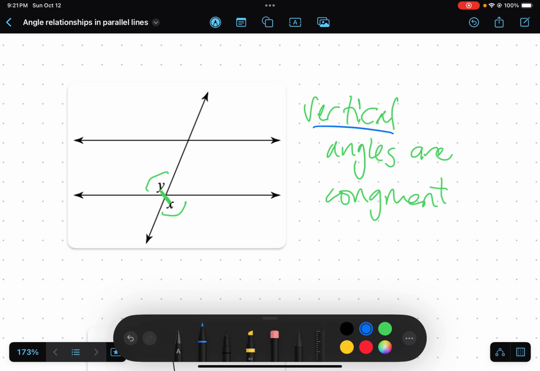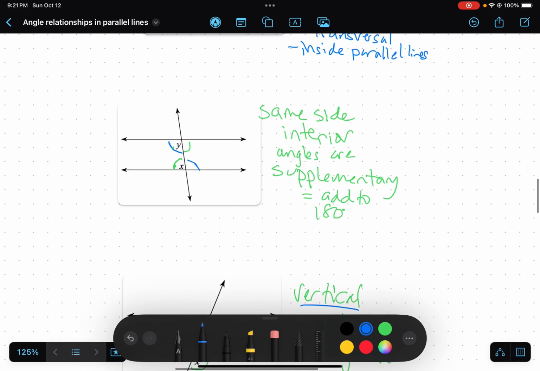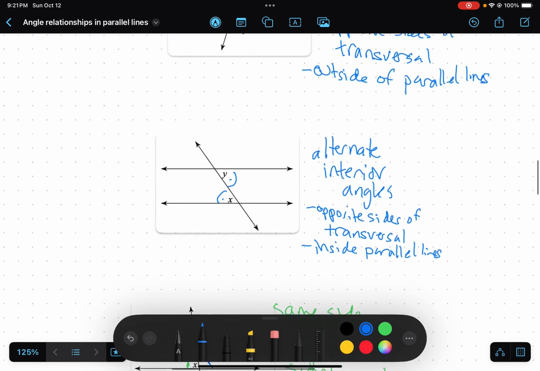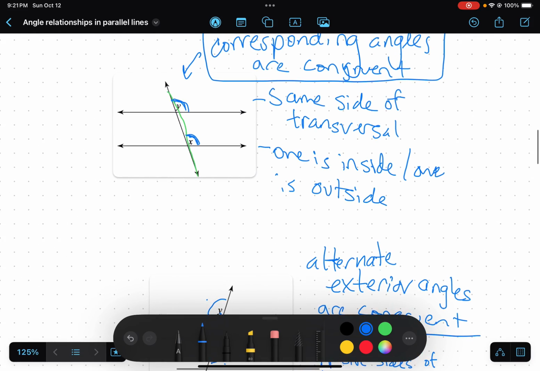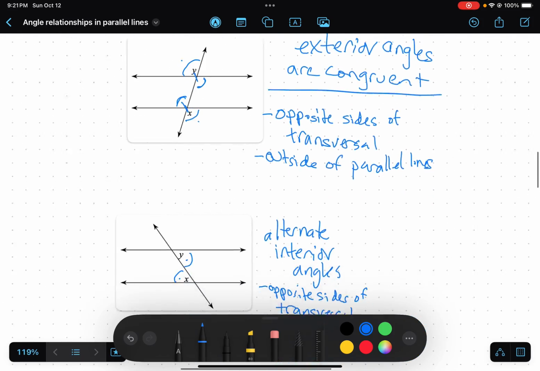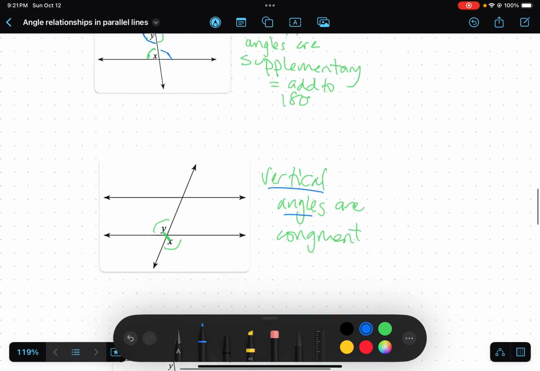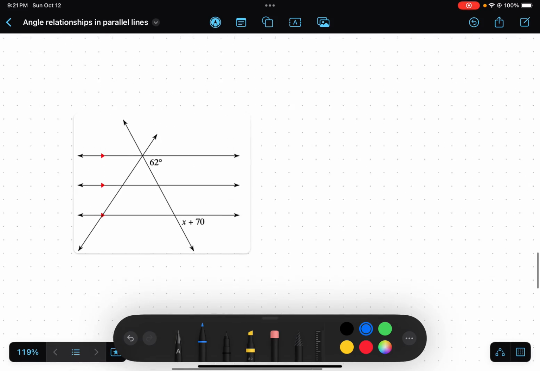So make sure you have a sketch of all those different examples: vertical angles, same side interior angles, alternate interior angles, alternate exterior angles, and corresponding angles, because I'm going to ask you guys to identify those angle relationships and use them to solve problems. So let's just solve a few quick problems using those relationships in some of these trickier diagrams.